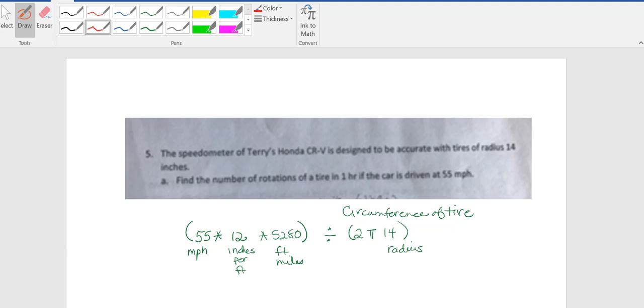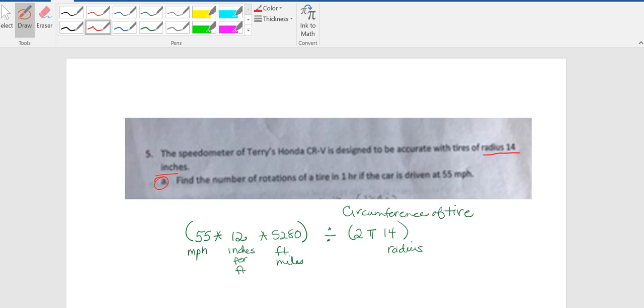So the speedometer of Ted's Honda is designed to be accurate with tires that are 14 inches. Question A asks you to find the number of rotations of a tire in 1 hour if the car is driven at 55 miles per hour.